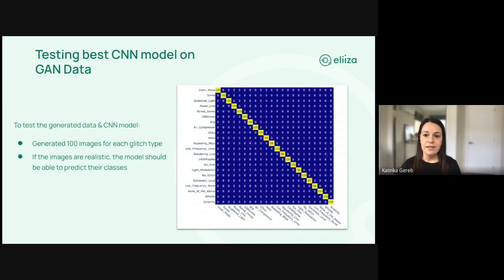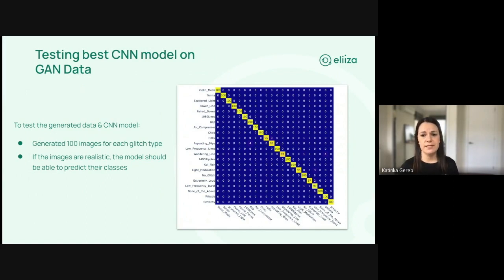And then finally, in order to check how good our results were, we did the following test. So first, we generated 100 synthetic images for each glitch type. And then we used the previously trained classification model, so our CNN, to infer what classes the synthetic images belong to. And our reasoning here is that if we generated images that are realistic, then the model should be able to predict what class they belong to.